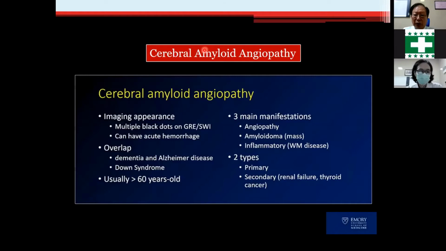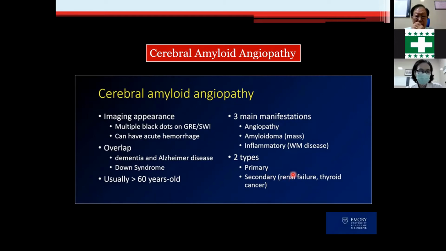Amyloid usually affects those more than 60 years old, who manifest with amyloid angiopathy and blood dots are present. Amyloid masses can also be present, but they are very rare. Inflammation, white matter inflammation can also be present. So the presentation is not the same, the amyloid disease. And the type could be primary, or they could be secondary to other disease, secondary.